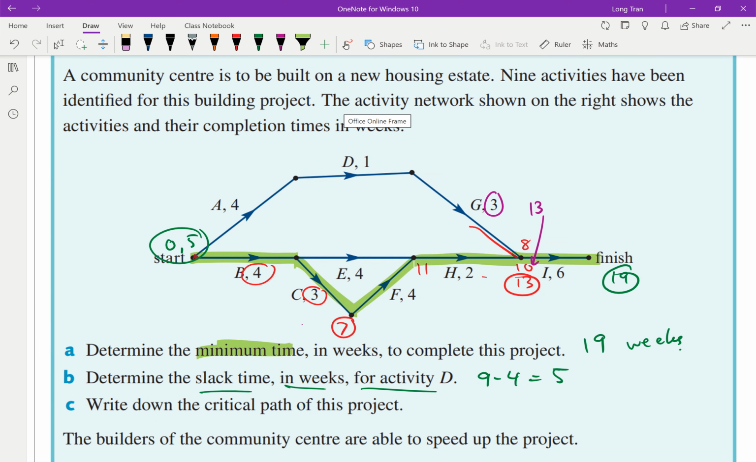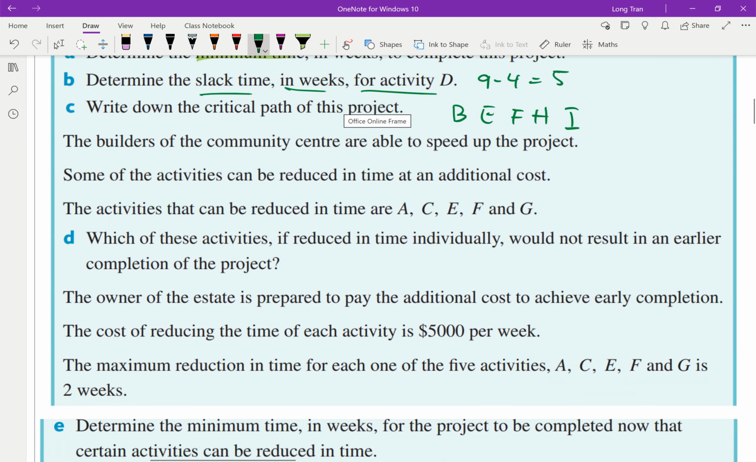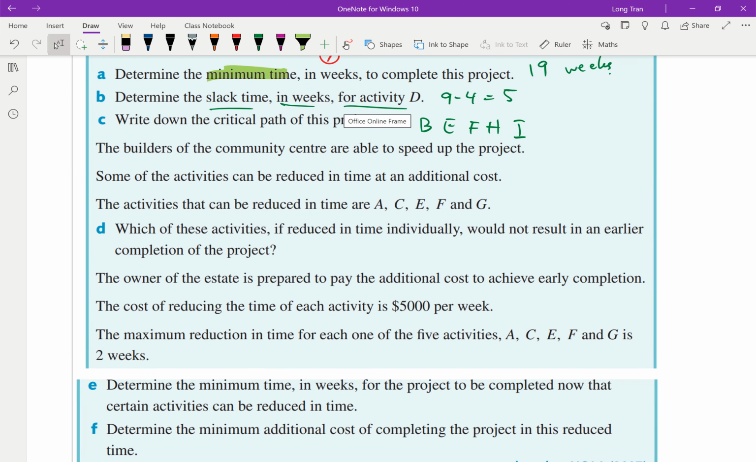Now let's apply this. Write down the critical path. We already have it. It is B, E, F, H, and I as the critical path. Now, this is where you're starting to work towards what we call crashing. The exercise here says the builders of the community center are able to speed up the project. So we're changing the overall time. It takes 19 weeks to complete. It says some of the activities can be reduced, and the ones that we want to reduce are A, C, E, F, and G.